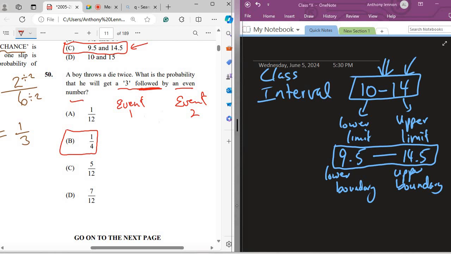Right, but here's the thing though. Let me give you a little concept, right? For independent events, they happen separately. He threw the die once, then he threw the die again. So that's 2 separate events. We call it independent events, right? What we will do with those, we'll actually multiply the probabilities. So we're going to take the probability for event 1 and event 2, and we're going to multiply them.